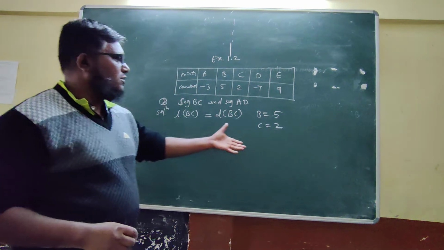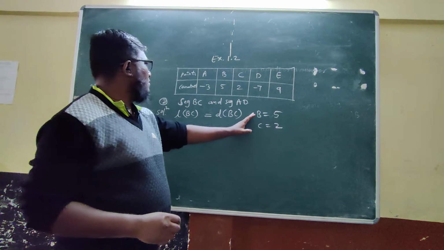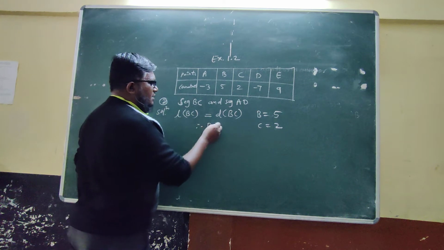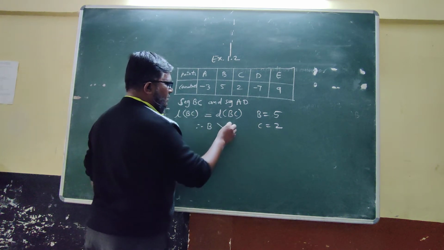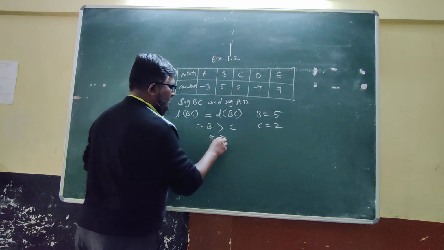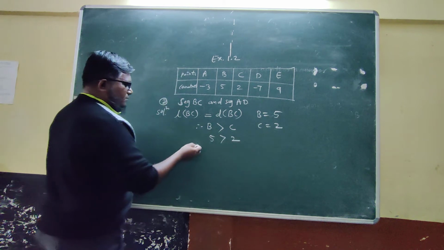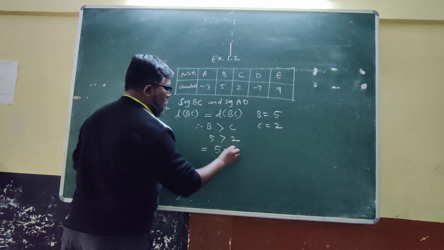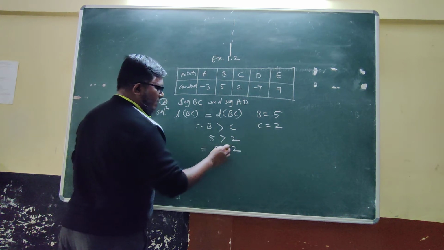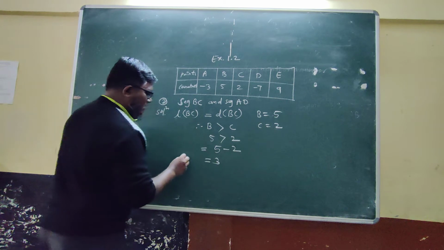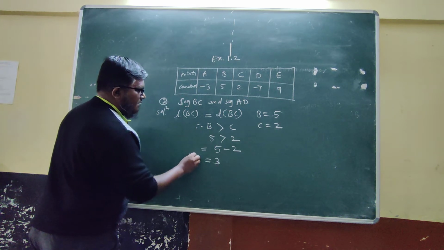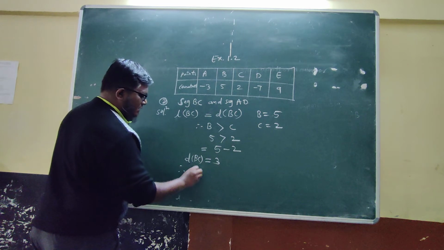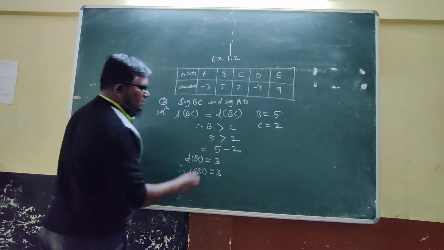So we have to denote which point has the greater coordinate. B has the greater coordinate than C, that is, 5 is greater than 2. So we subtract 2 from 5. 5 minus 2 becomes 3. So the distance of BC is 3. Therefore, the length of BC is also 3.